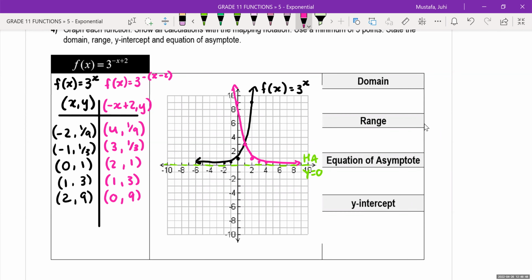Make sure you have arrows on both ends, and then make sure you also label your function f of x is equal to. When you're labeling the new function, it doesn't matter if you use the factored form or not. So f of x is equal to 3 to the power of negative bracket x minus 2.